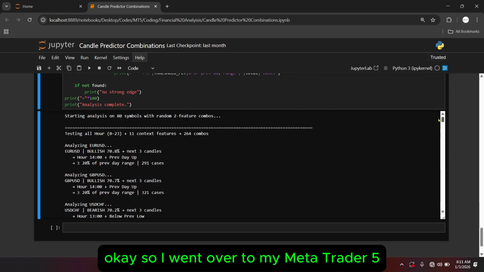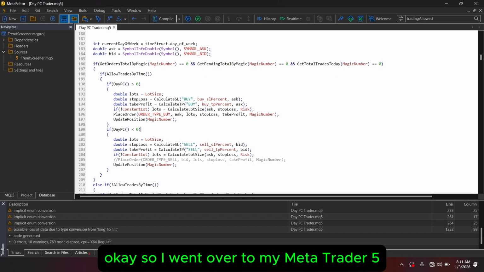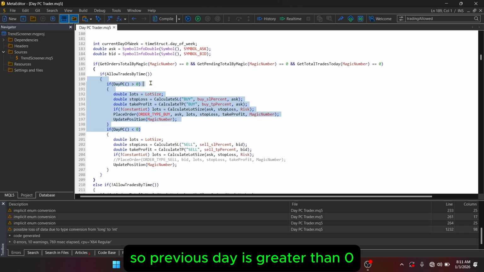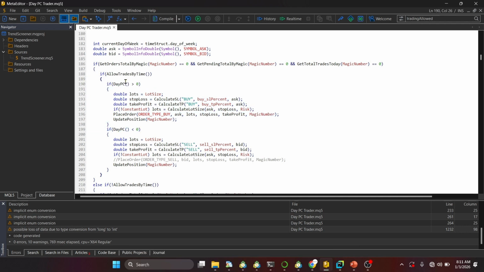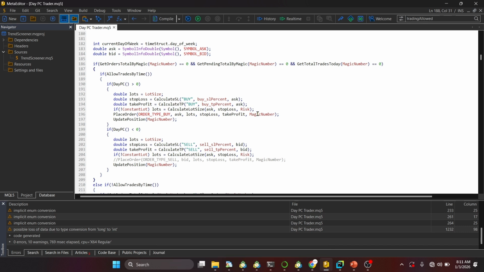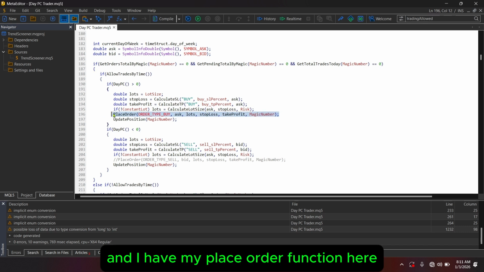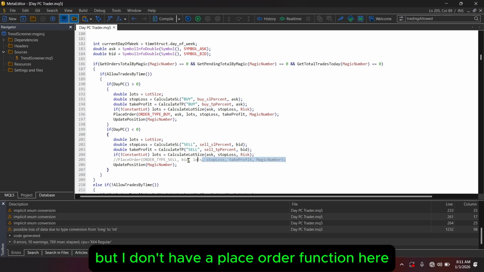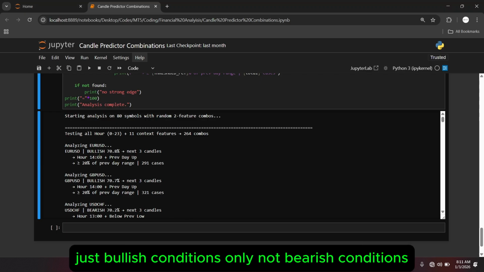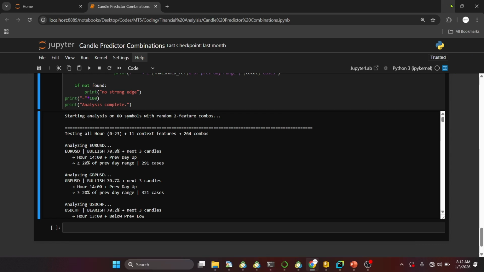Okay, so I went over to my MetaTrader 5 and I wrote the simple code here. So previous day is greater than 0, and allow trades by time helps me trade in the time session where I want to trade in. And I have my place order function here, but I don't have a place order function here. You can see I commented this out because the scenario was covering just bullish conditions only, not bearish conditions.